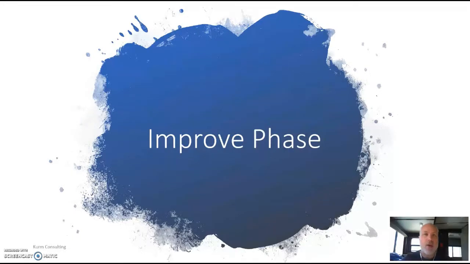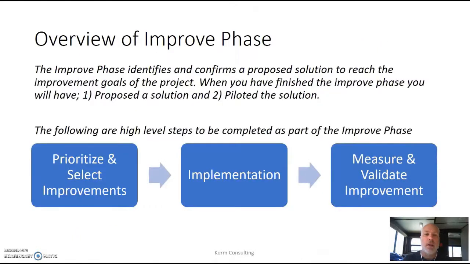So the improve phase is now all about improving that business process. Identifying those specific improvements you want to take action on and put in place, and then measure those improvements to see if they've actually had a positive effect, or in some cases no effect. Maybe you didn't quite get it right. Okay, so that's the improve phase.